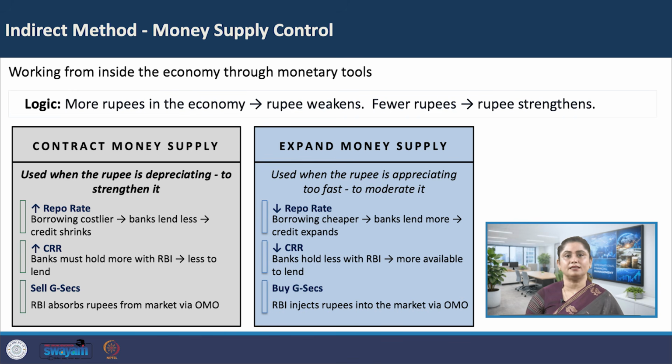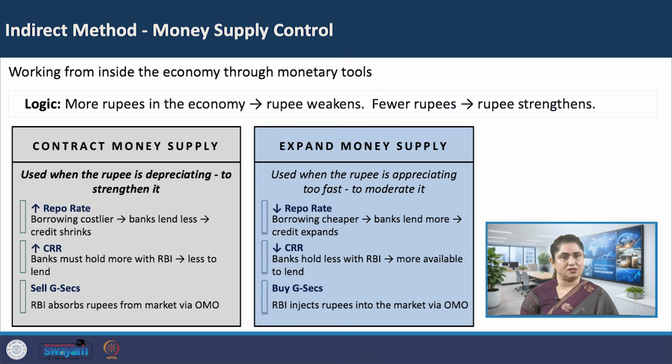Next is by cutting the CRR. Lower cash reserve ratio means banks must keep less with the RBI and can lend more. They can give more credit, the credit expands and money supply increases, which means the rupee weakens.